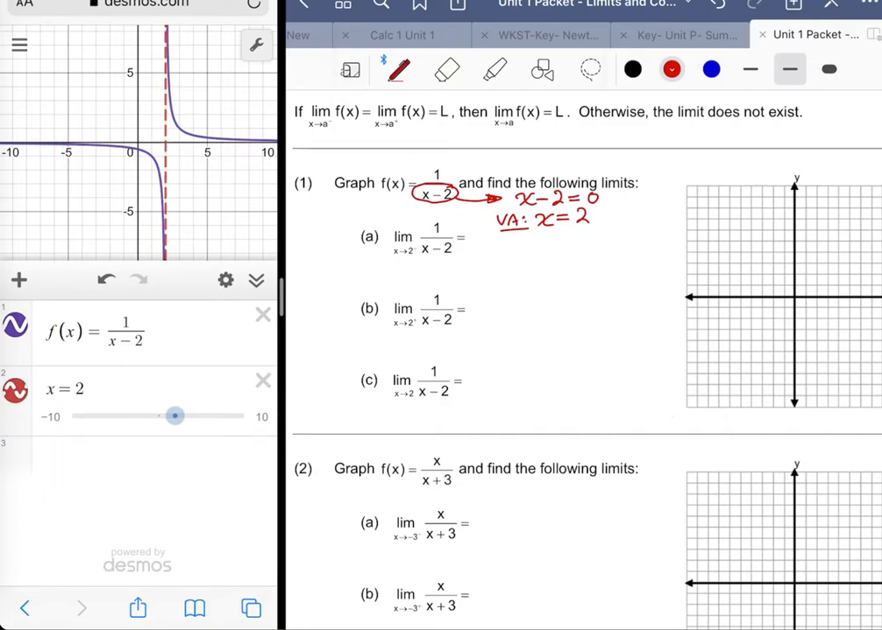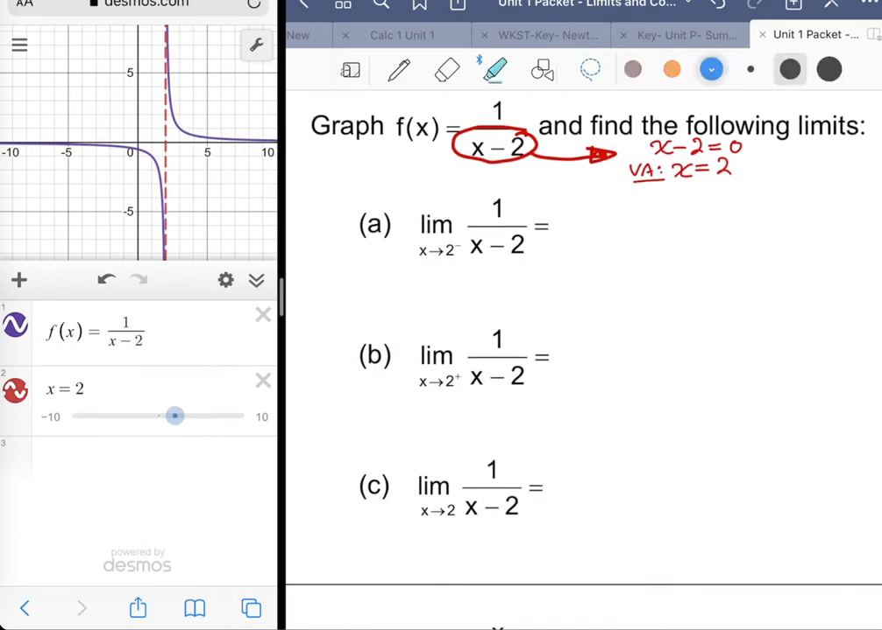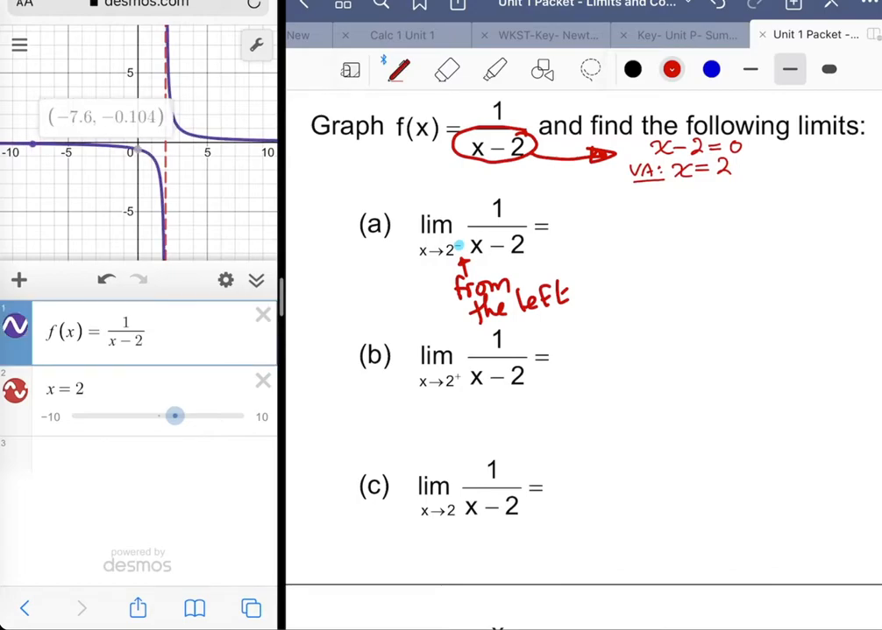So x equals 2. I'll make it look nice. All right. So when we're looking for a limit, what we're trying to identify is a y value that the graph is approaching as x gets closer and closer to a particular number. In this case, x is getting closer and closer to the number 2 from the left. So start on the left side of the graph, grab a point, and move that point closer and closer to the x value of 2.